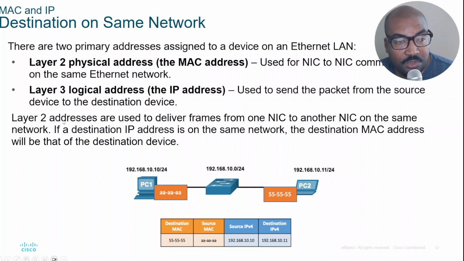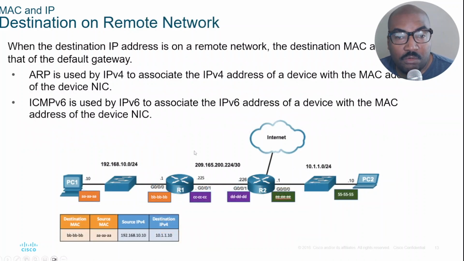Layer 2 addresses are used to deliver frames from one NIC to another NIC. Very important, kind of like a switch, right? One NIC to another NIC. If the destination IP address is on the same network, the destination MAC address will be that of the same destination device. Destination on a remote network, sometimes we do like to do things remotely. ARP is used by IP version 4 to associate IP version 4 addresses on the device with the MAC addresses on the device NIC. ND is used by IP version 6 to associate the IP version 6 addresses of a device with MAC addresses on the device network.